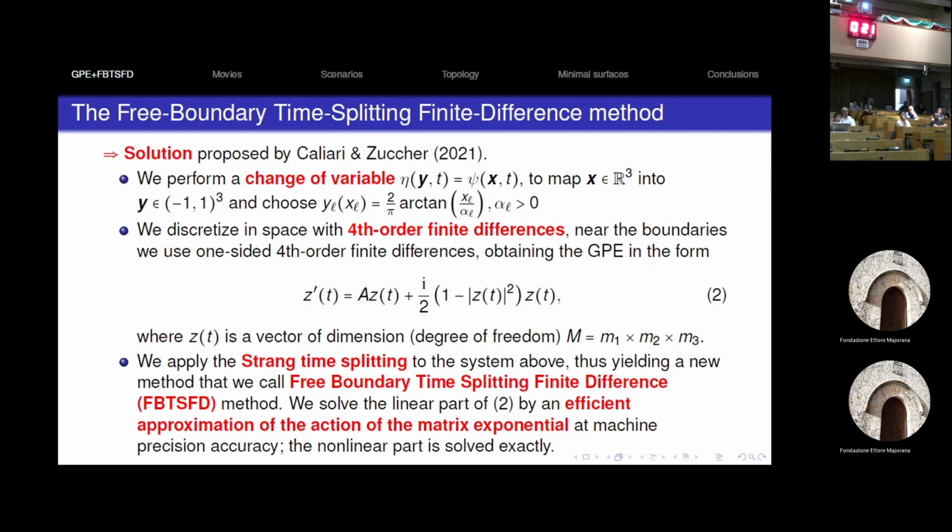So the Gross-Pitaevskii equation becomes this one, and then we solve it in a very efficient way by Strang time splitting, and we use fourth order finite differences in space. And then, as I said, in time, we use this method, the splitting. So we have an efficient approximation of the matrix exponential for the linear part, and then the nonlinear part is solved exactly.